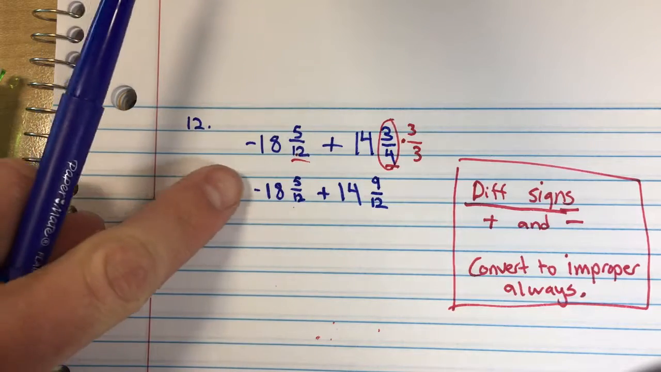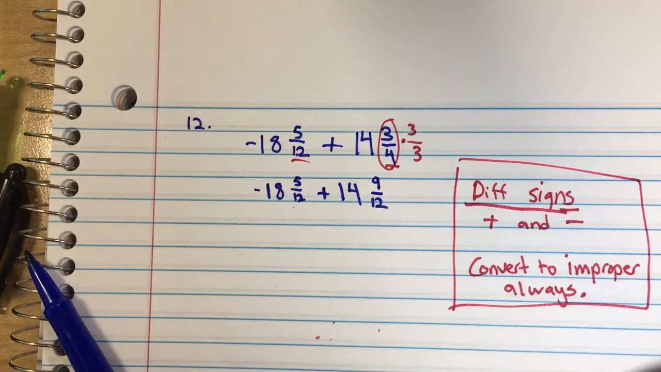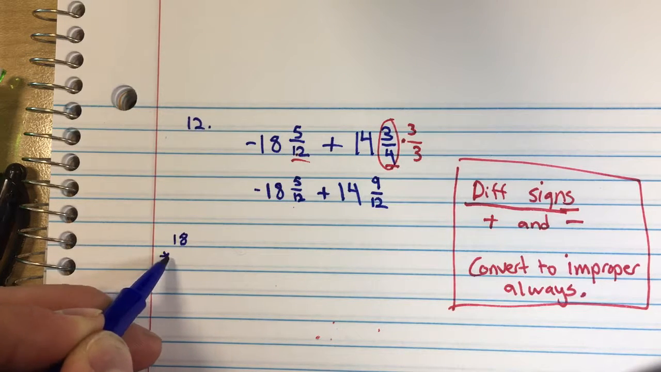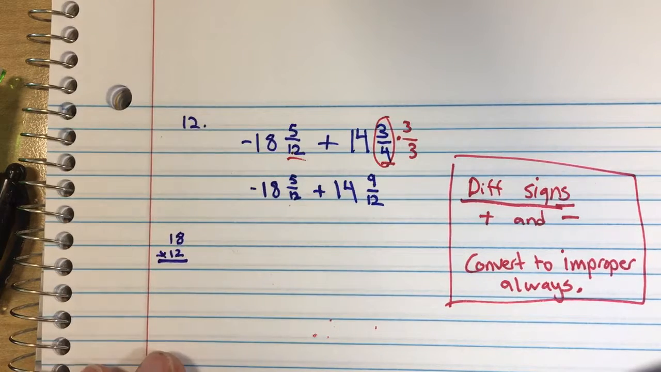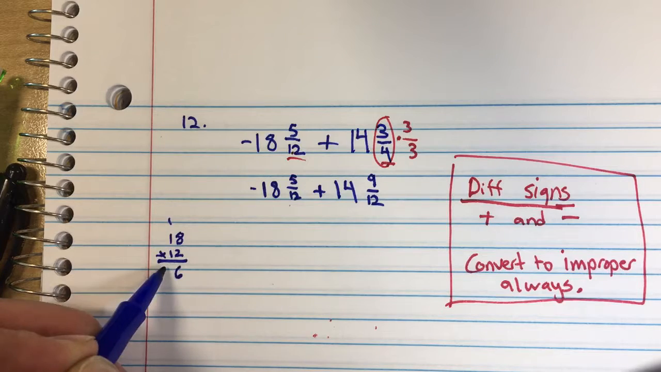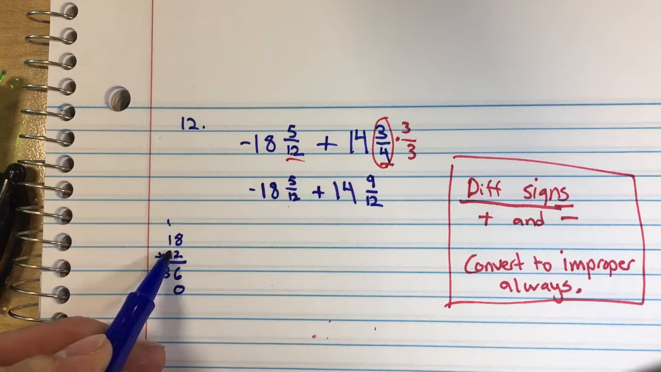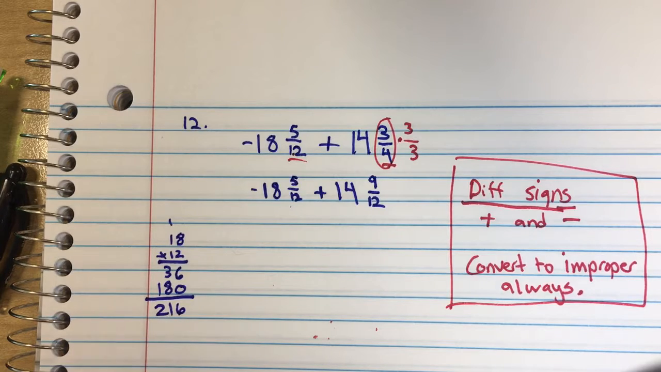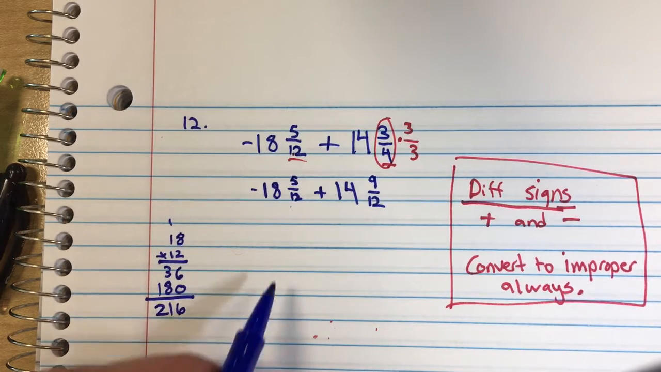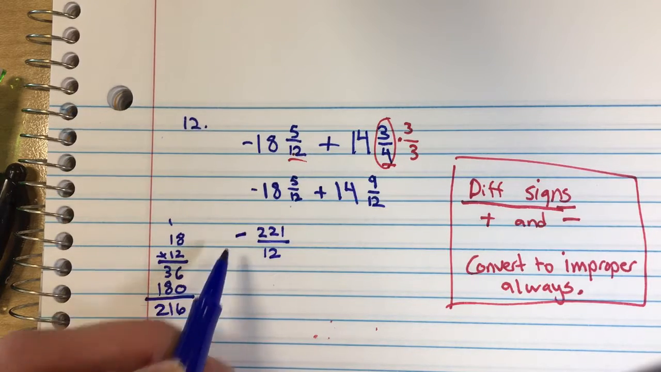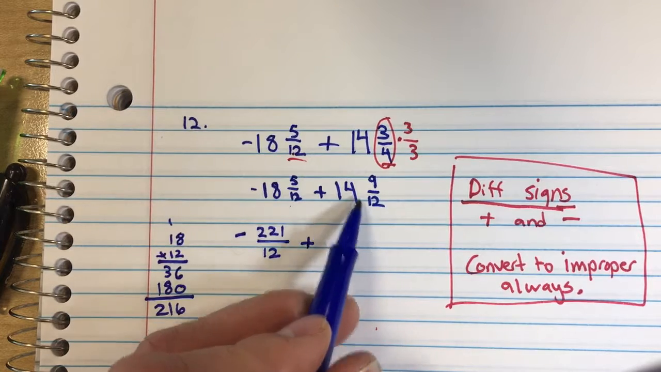Okay, so ignore that negative at first. 18 times 12. I might have to pull out some old multiplication here to solve this. So 2 times 8 is 16, carry my 1. 2 times 1 is 2, plus 1 is 3. Put down a 0 to hold my place. 8 times 1 is 8. 1 times 1 is 1. Add these up. That's going to be 216. So 216 plus 5 is going to give me 221 twelfths.